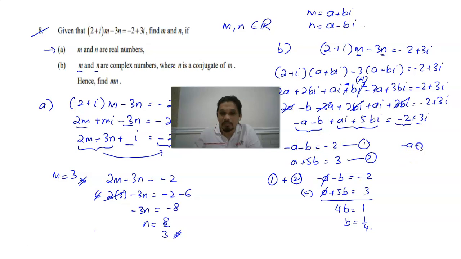Negative A minus 1 over 4 equals negative 2. Okay, then negative A equals negative 2 plus 1 over 4. Change this into a fraction with the denominator of 4. 8 divided by 4 equals 2. So it is negative 8 over 4 plus 1 over 4, equals negative 8 plus 1, negative 7 over 4. This is negative A. So then A equals 7 over 4.